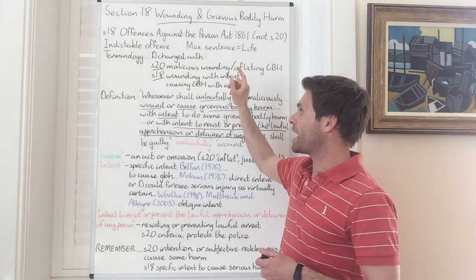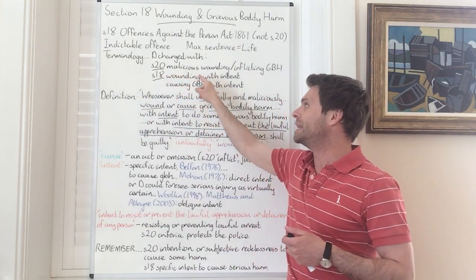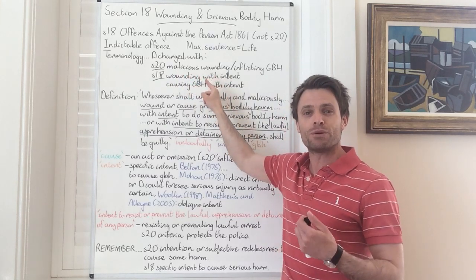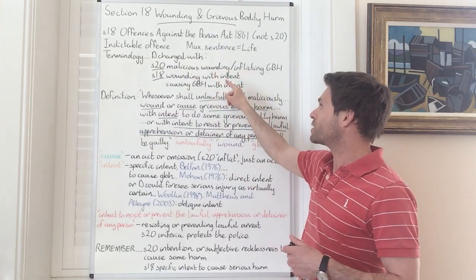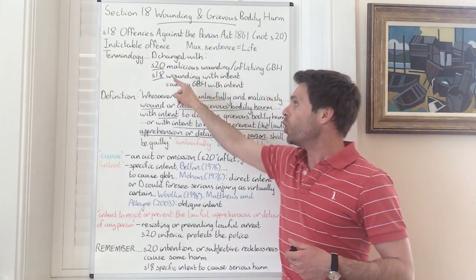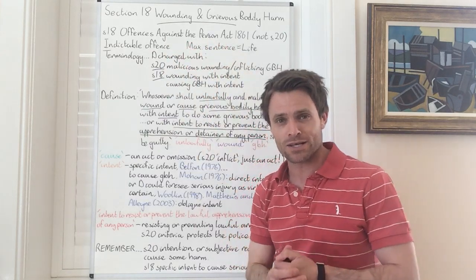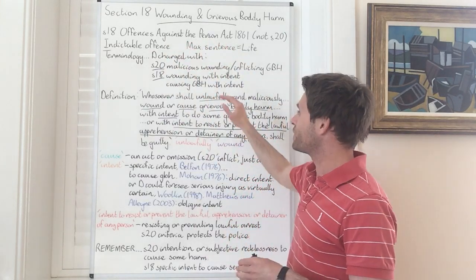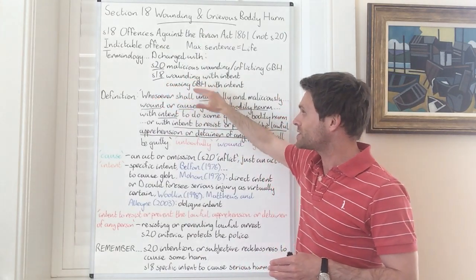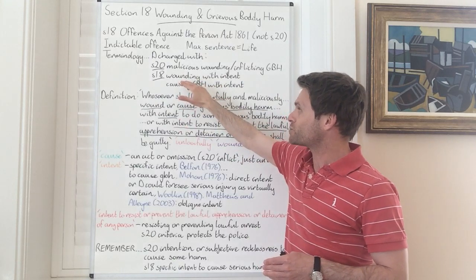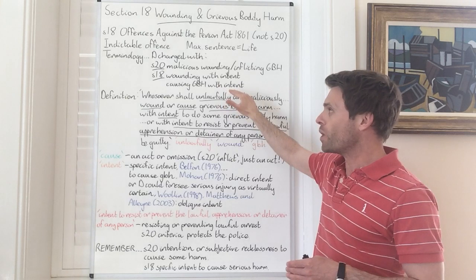So if you think a wound falls under Section 20, you need to label it as a malicious wounding. The defendant can be charged with a malicious wounding, or alternatively, the defendant can be charged with inflicting GBH under Section 20 of the Offences Against the Person Act 1861. In contrast, if you think a wound or a GBH falls under Section 18, use this terminology. The defendant can be charged with wounding with intent or alternatively causing GBH with intent.